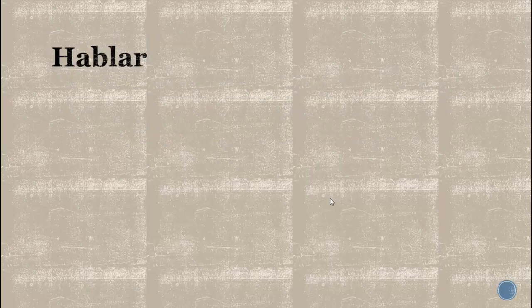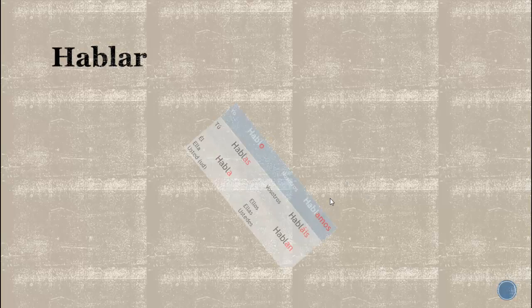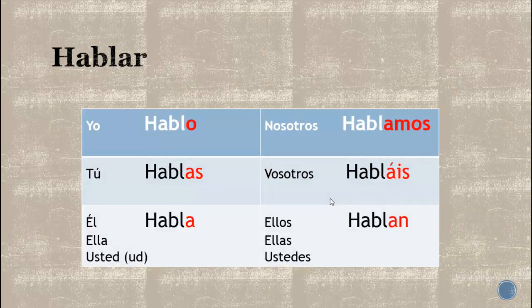So for example, we have the verb hablar, to talk or to speak. First step would be to take off the AR of this verb, and then you're going to add your new endings based on your subjects. And then this is going to change the meaning of each verb. So we have yo hablo, that means I speak instead of just to speak. Tú hablas, you speak. Él, ella, usted habla, he, she, or you formal speaks. Nosotros hablamos, we speak. Vosotros habláis, you all speak. But remember, we only use that form in Spain. And then ellos, ellas, ustedes hablan, they or you all speak.